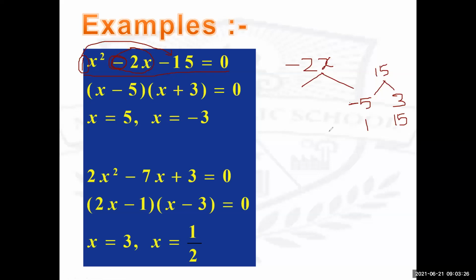So this minus 5 and 3, okay, is going to give you 2. So yes, this is applicable. So that means the factors for this minus 2x, now you are going to split that as minus 5x and 3x.